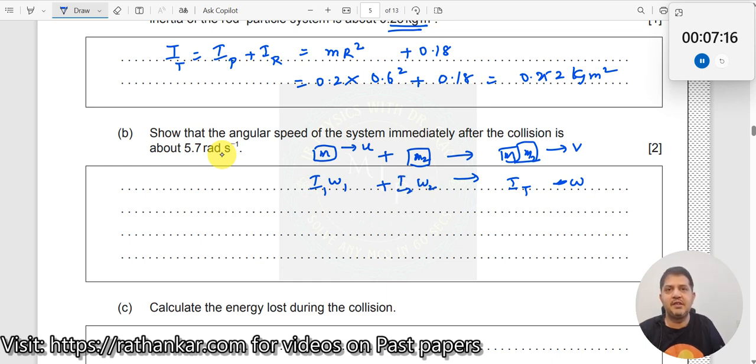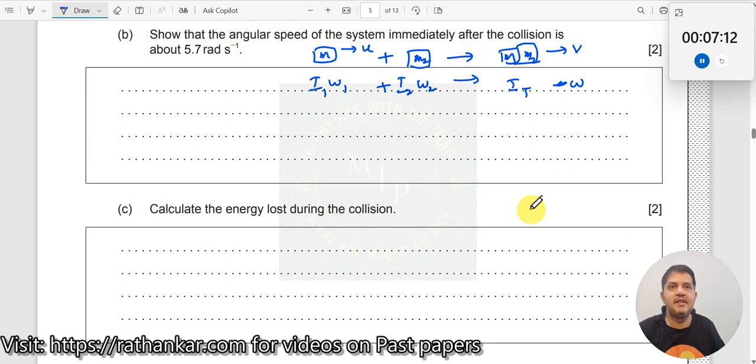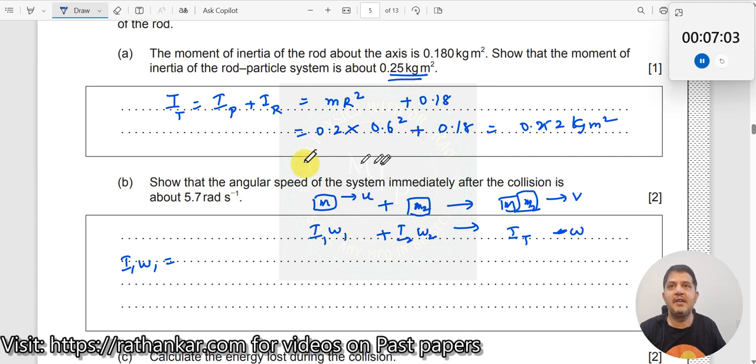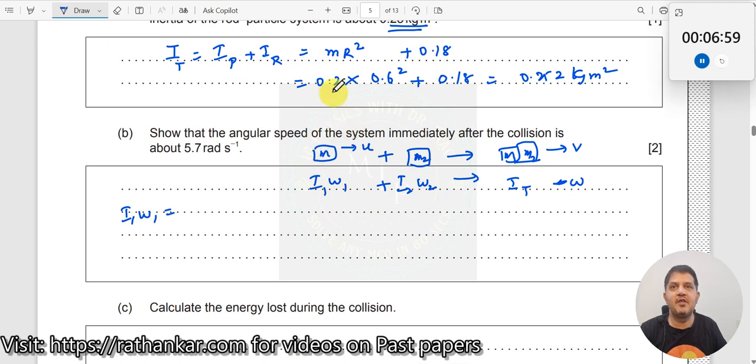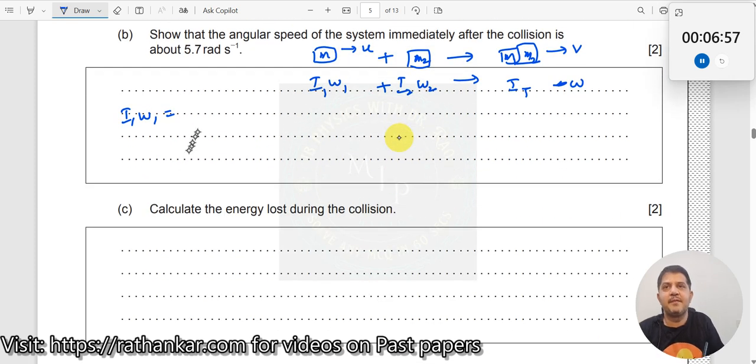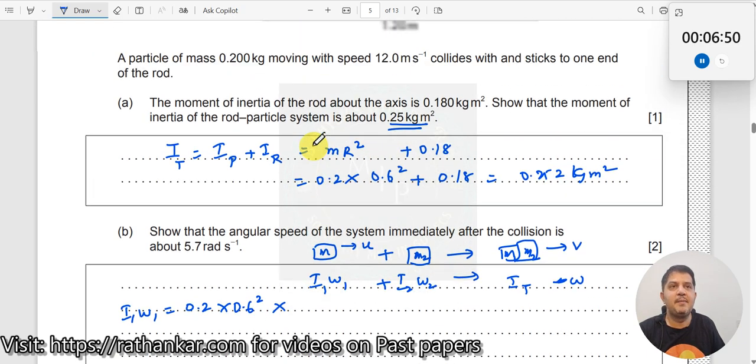So you just need to find out the final angular velocity. So what is I1 omega 1? Let us write this down. I1 omega 1 is nothing but the moment of inertia of the particle. So what is I1 here? I1 is nothing but the moment of inertia of the particle, which should be 0.2 into 0.6 square, multiplied by what is omega? Omega, what is omega here?